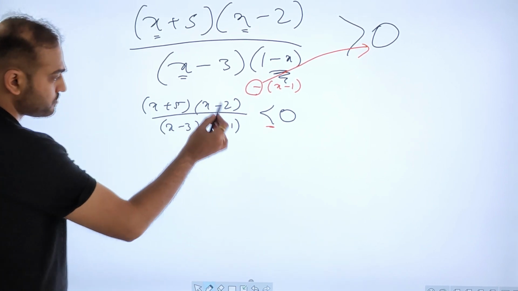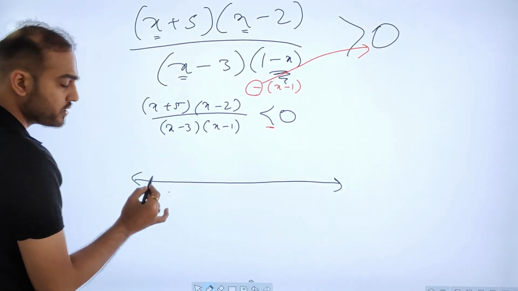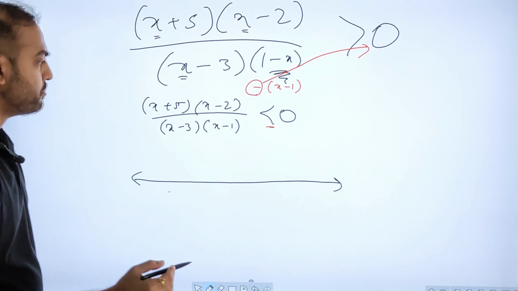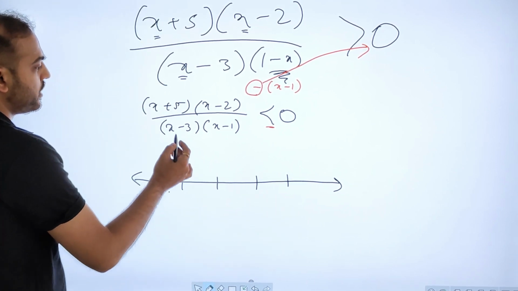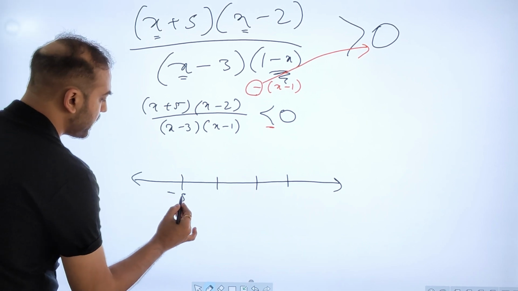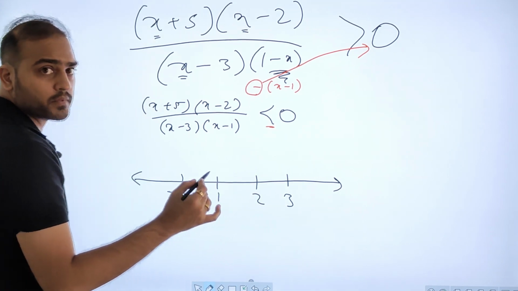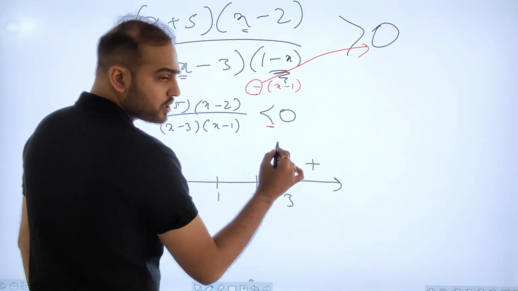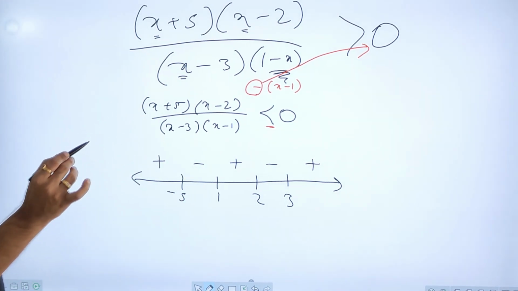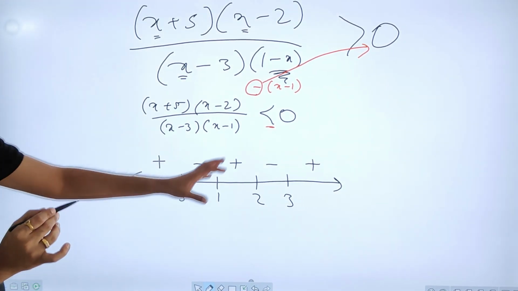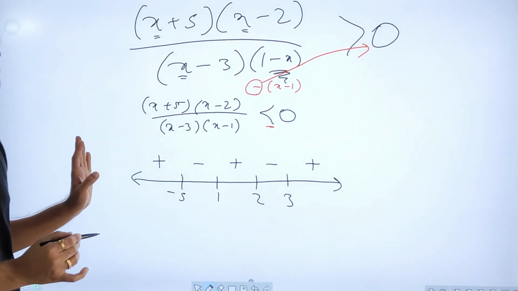Now that we have everything in factor form, directly draw the number line and mark the roots. The roots are -5, 1, 2 and 3. Start from the right corner: plus, minus, plus, minus, plus. You have to give the signs alternately.